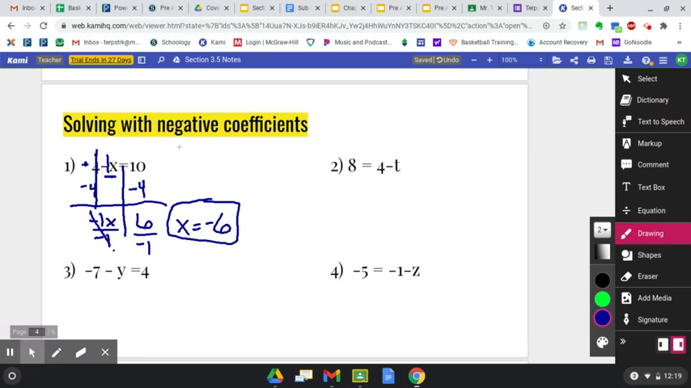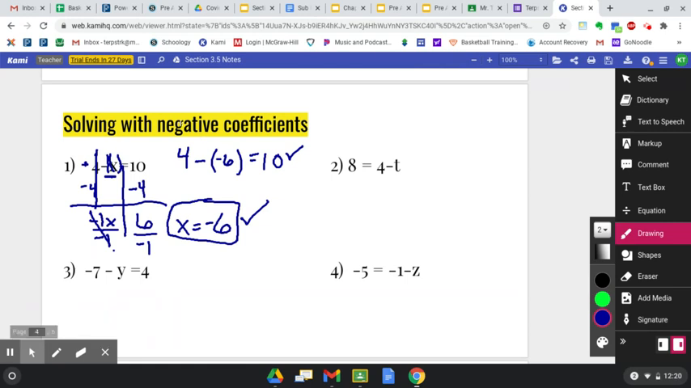Okay, so if I were to plug that in, I'd have 4 minus -6, because I have to plug that in for x. Does that equal 10? The answer's yep, so that checks out. See if you can go through and solve 2, 3, and 4 using that method. All right, pause here. I'll see you in a minute.